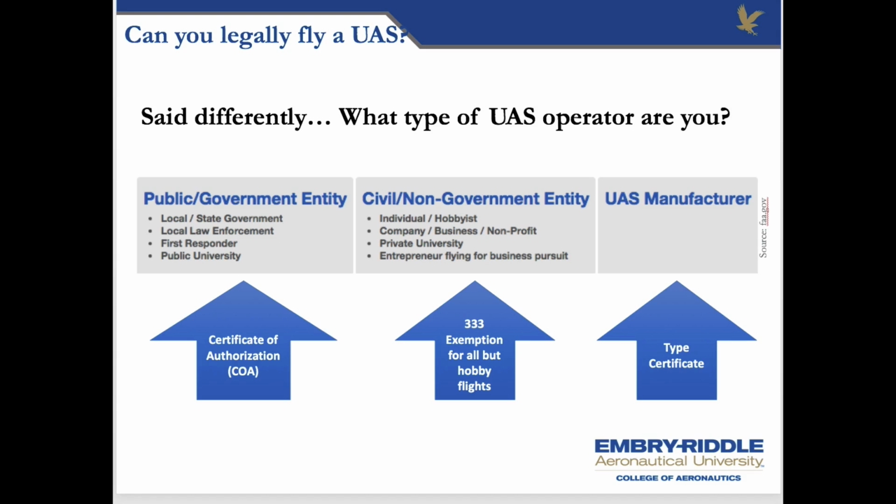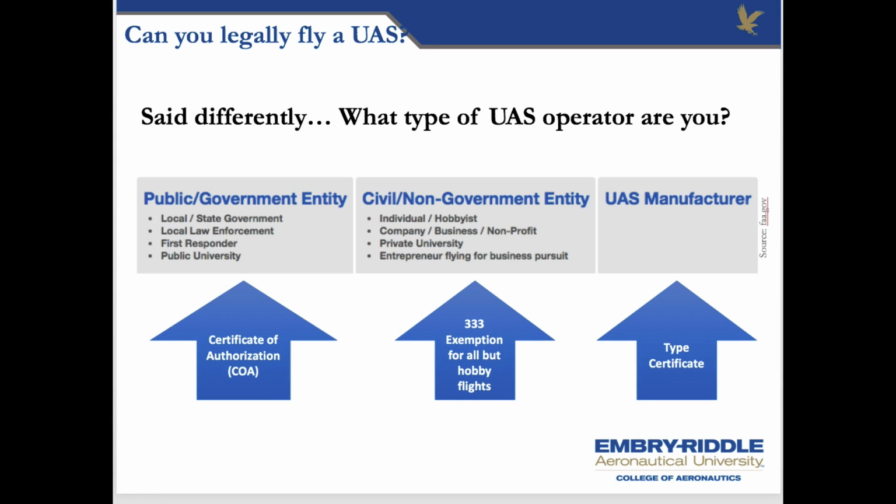You can go ahead and register your SUA if it meets the weight requirements, and we'll talk about that in a minute, and then you're good to go. Following the rules, obviously, is required. However, if you're a public government entity, you now have to go through a fairly lengthy Certificate of Authorization, or COA, process. And the COA can take a while to get approved. It's probably getting faster and faster now that the rules are out.